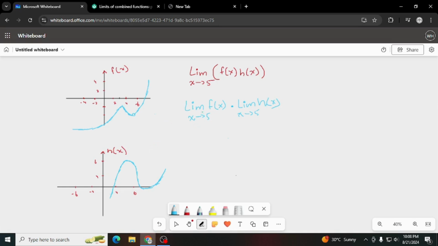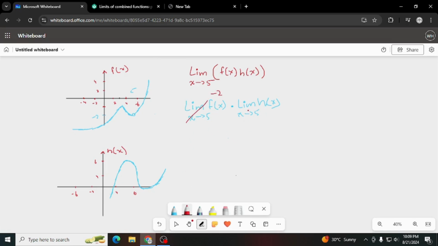All right. So we have seen that we know how to calculate this. What's the limit as x approaches 5 of f of x? So this is x approaches 5 right here, and we see that this limit is pretty much getting closer and closer to -2 right here. So this thing right here is just equal to -2.